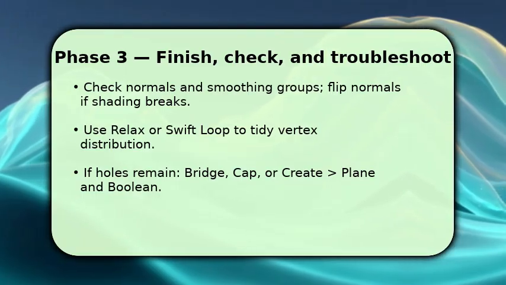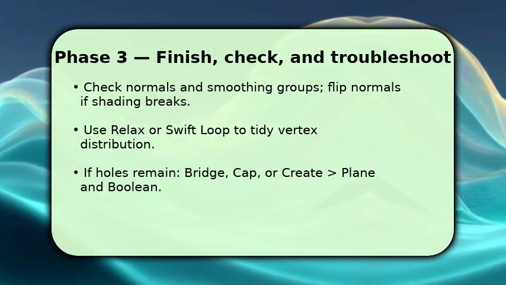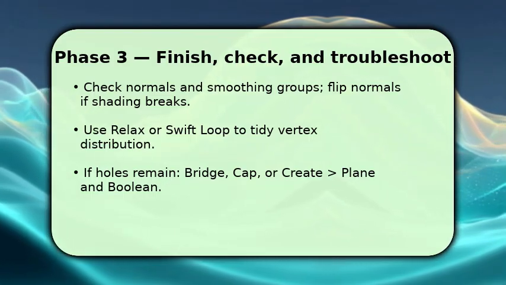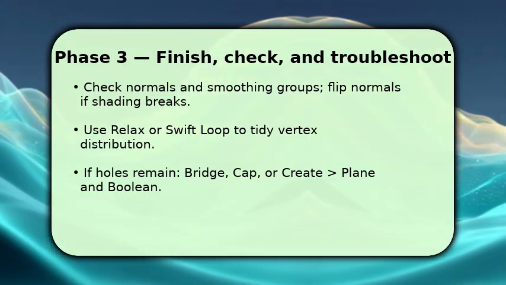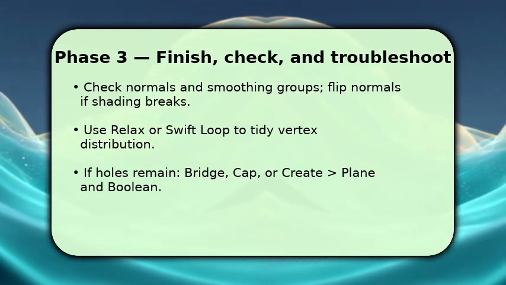If a hole appeared, use bridge or cap, or rebuild the face with create tools and a boolean as last resort. Troubleshooting tip: if shading remains odd, perform a small weld with a 0.001 or 0.01 threshold to remove hidden duplicate vertices.